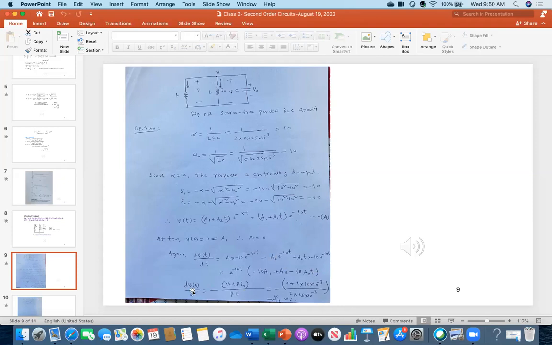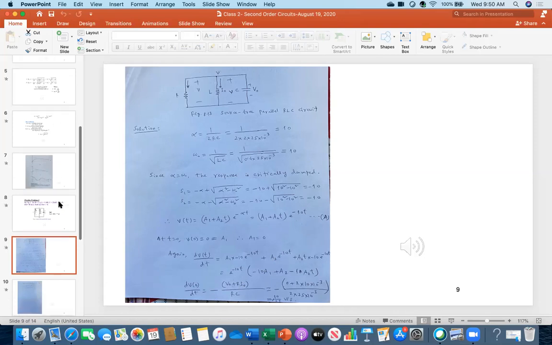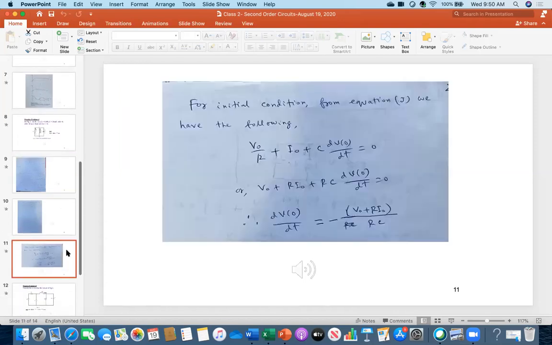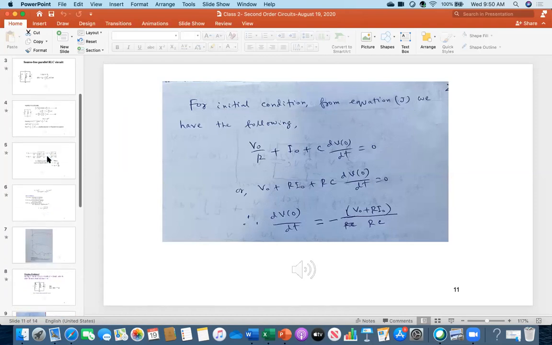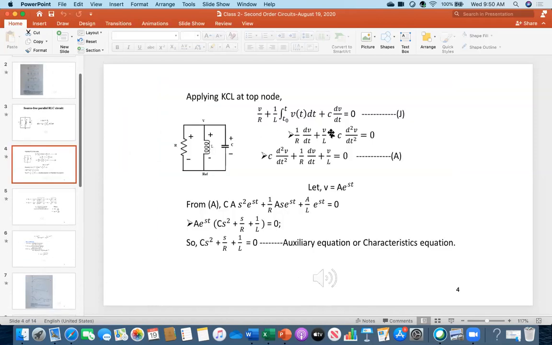Now, everybody see, this one I have written. We need to look at how I got that. Let me go. Yes, everybody see this one. For initial condition from equation J, we have the following. What was that equation J? Once again, let's have a look. Everybody see the very first equation. I wrote down the Kirchhoff's current law at the very first time. That is the equation number J.